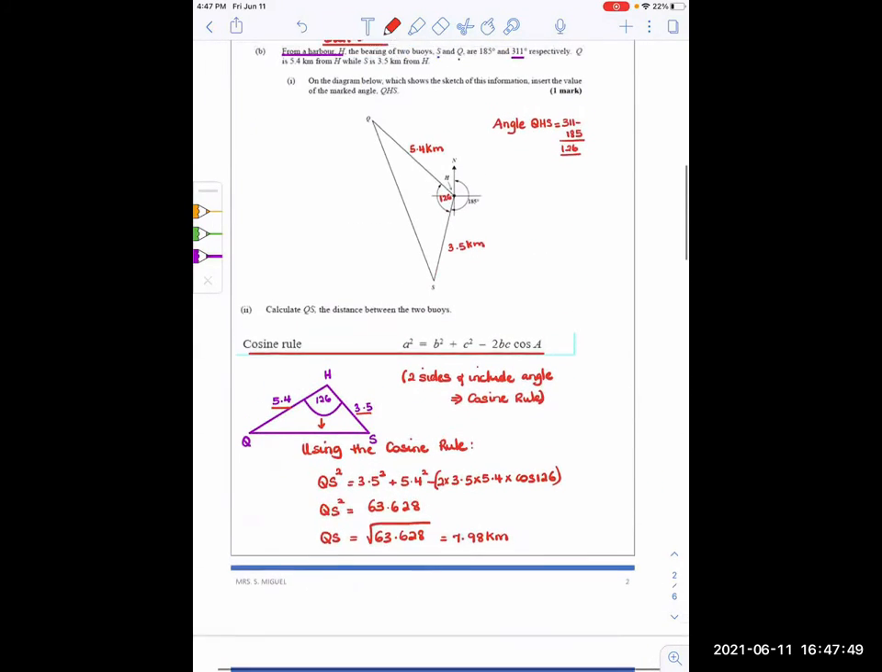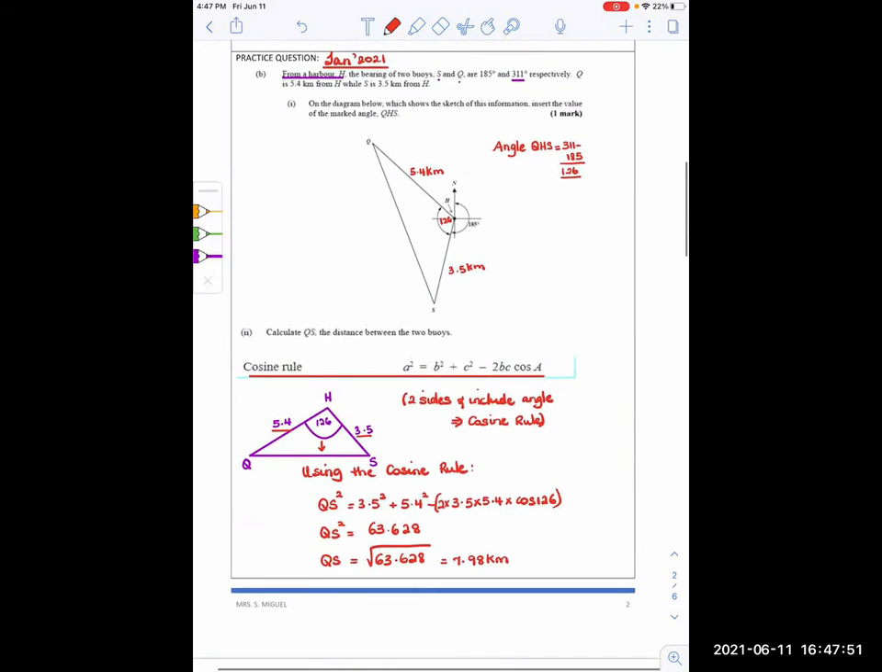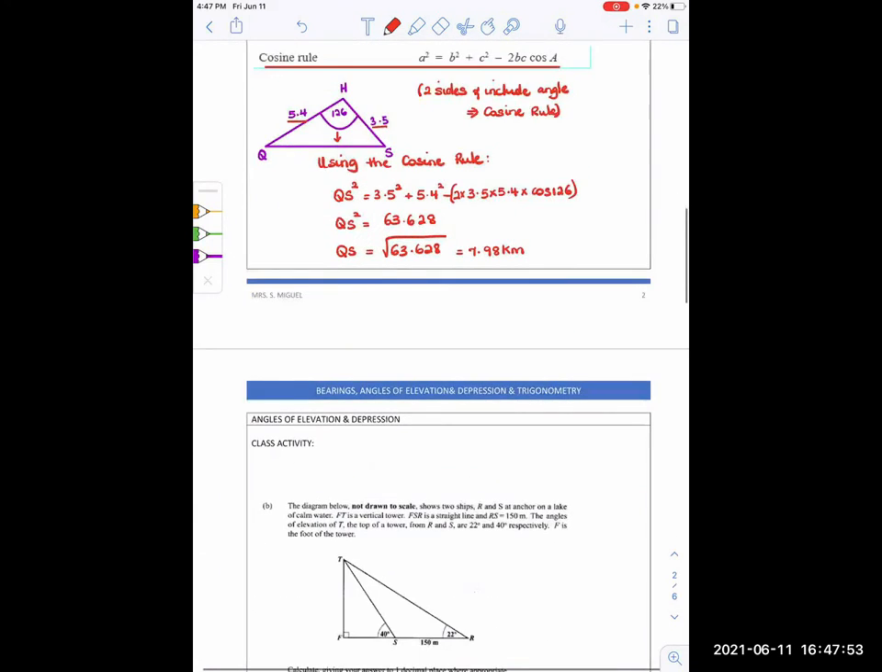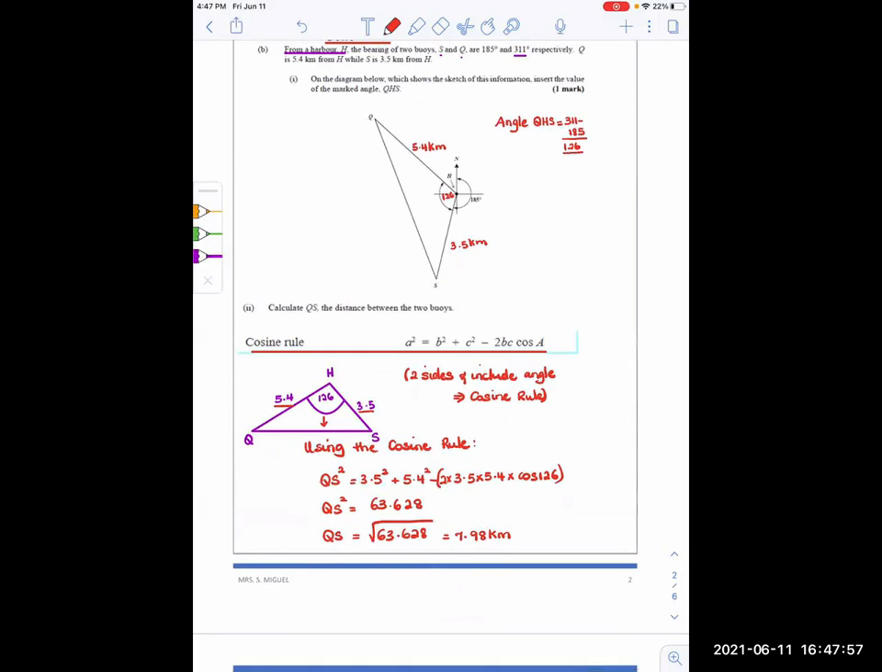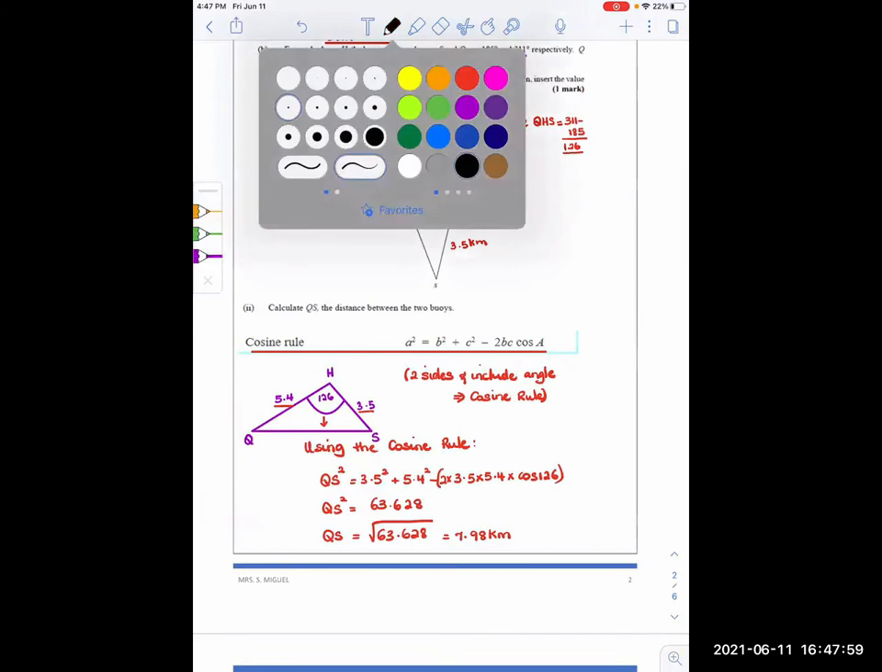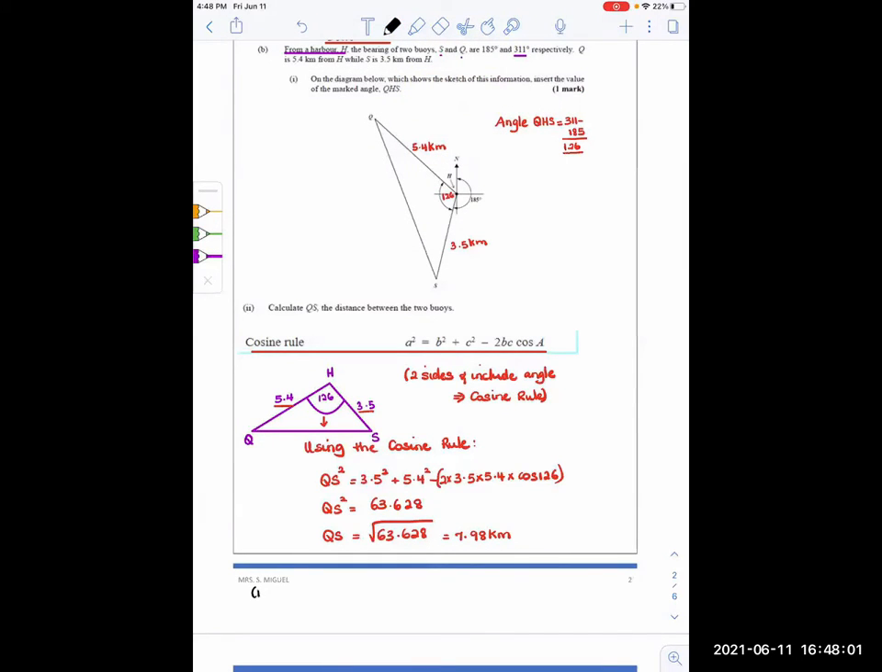Oh, I didn't put part 3. I didn't put it in the question. All right. The bearing of S from Q. Yes. Thank you, Hannah. We'll write it in here. Part 3 was the bearing of S from Q. That was part 3. I don't know how I forgot it.